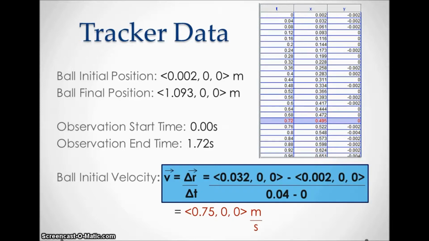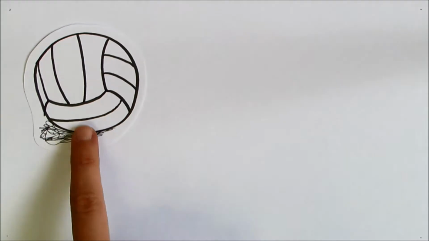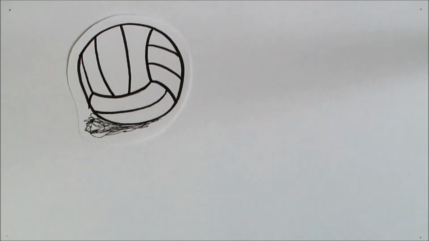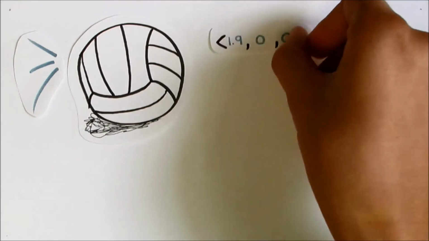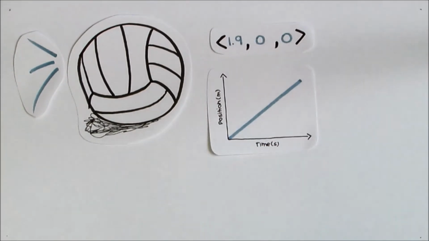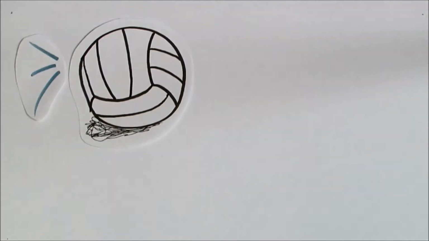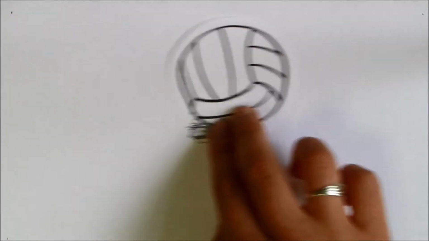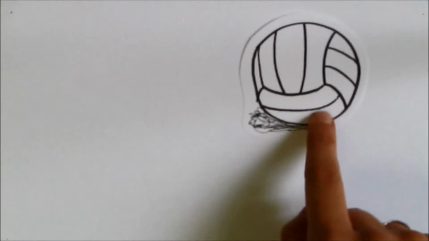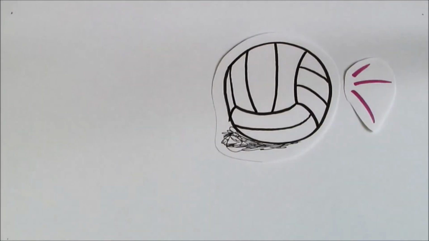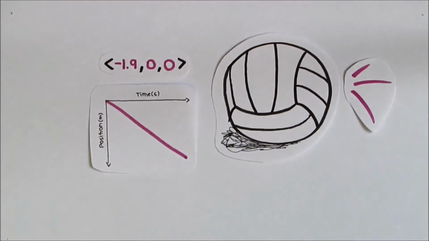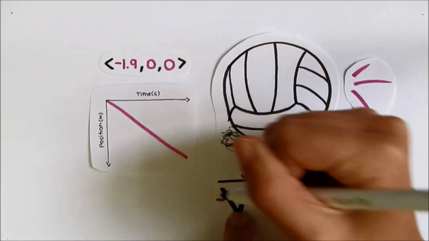In my experiment, the volleyball was moving from left to right, so I decided to set the axes using the positive x-axis. This resulted in a positive x component and a graph sloped upwards, creating a positive velocity. However, if the ball had been moving from the right to the left, or if I had set up my axes using the negative x-axis, my x component would have been negative, the graph would have sloped downward, and as a result, the velocity vector would have been negative.